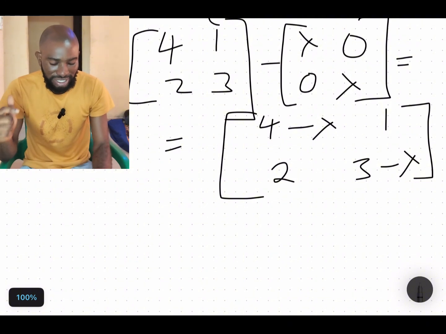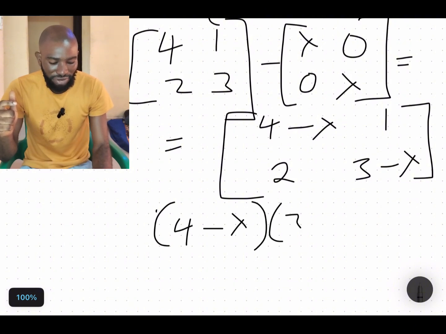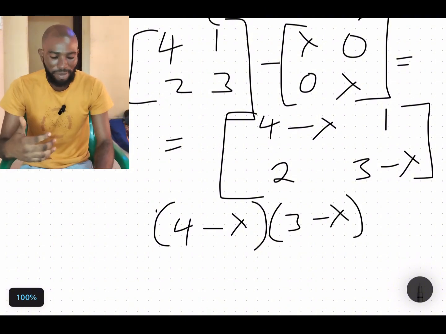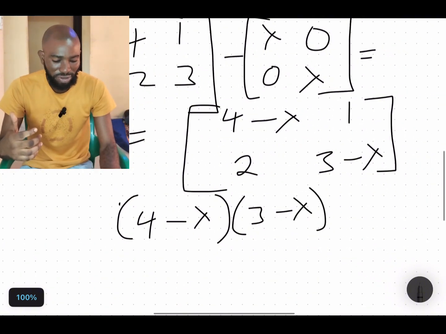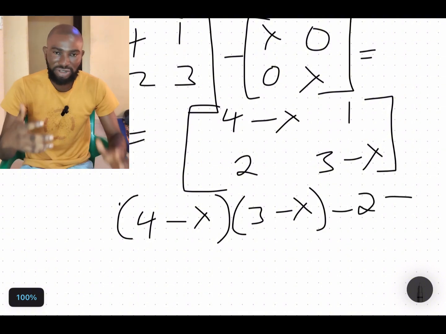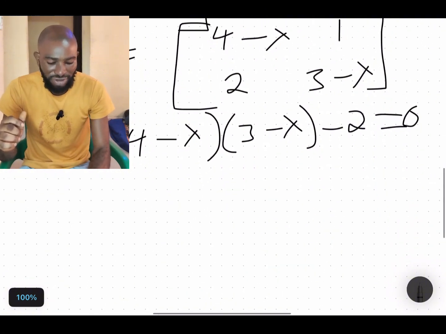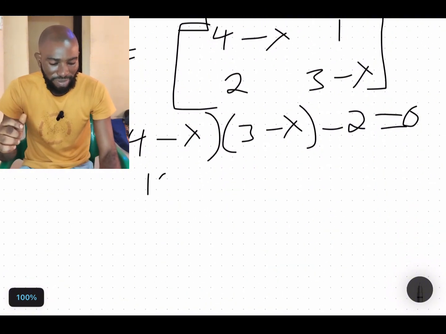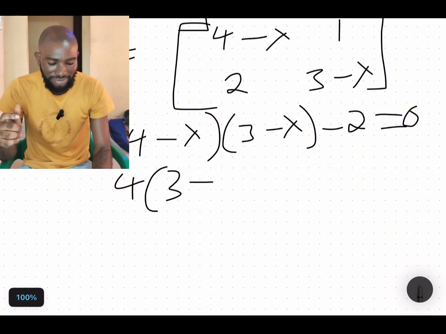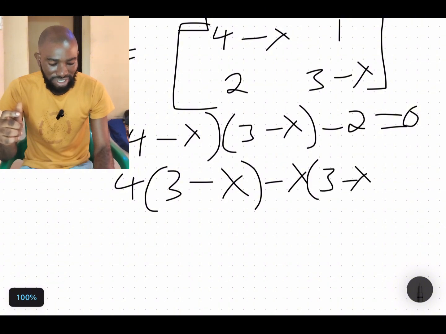Taking the determinant gives us 4 minus lambda times 3 minus lambda. Don't forget, when taking the subtraction to the other side, it's going to be minus. That means 2 times 1 gives us minus 2, which is equal to 0. Now, let's open the bracket directly because this is a tutorial and I don't want it to be confusing. So we have 4 into 3 minus lambda, then minus lambda into 3 minus lambda, then minus 2 is equal to 0.